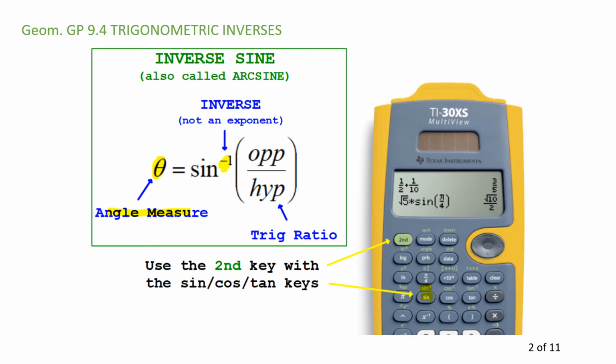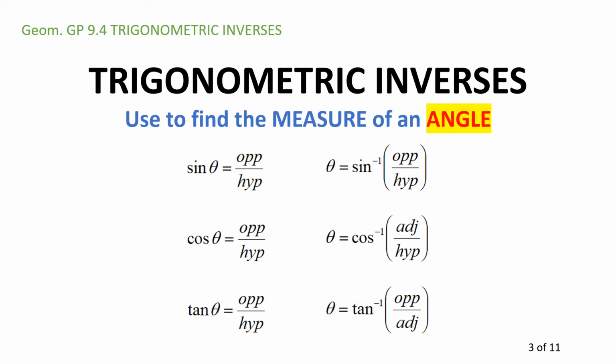So with that in mind, it says it right there. Trig inverses, you always use it if you're trying to find an angle. This looks kind of complicated, but really all it's saying is I've got theta, theta, theta. What's the inverse of sine? It's equal to theta. What's the inverse of cosine? It's equal to the angle measure.